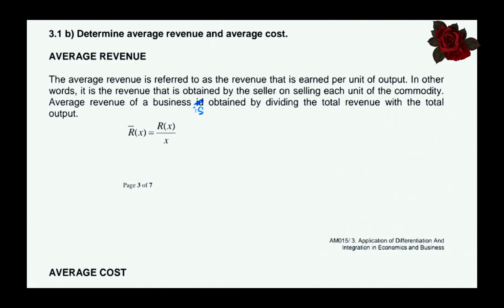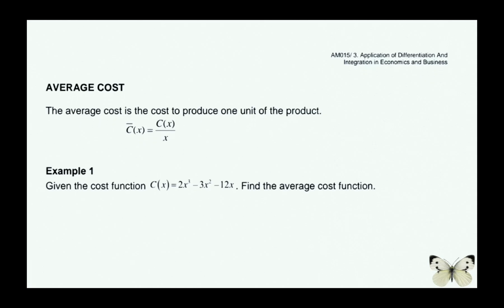For 3.1b, determine average revenue and average cost. So what is average revenue? The average revenue is referred to as the revenue that is earned per unit of output. In other words, it is the revenue that is obtained by the seller on selling each unit of the commodity. Average revenue of a business is obtained by dividing the total revenue by the total output. Okay, so we have R bar equal to R of x over x.